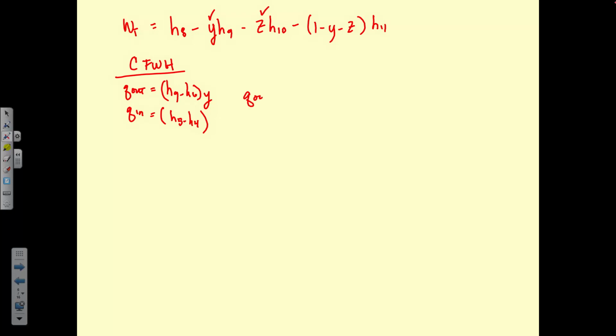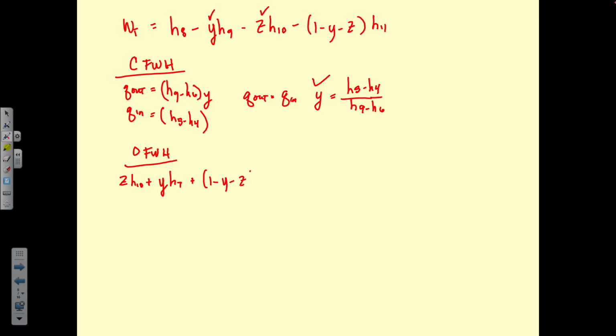So if we do Q out is equal to Q in, then we find Y is equal to this ratio, H5 minus H4 over H9 minus H6. Okay, so we solve for Y. To solve for Z, we need to do an energy balance on the open feed water heater. So we find that Z times H10 plus Y times H7 plus 1 minus Y minus Z times H2 minus H3 is equal to 0. So we can rearrange and solve for Z.